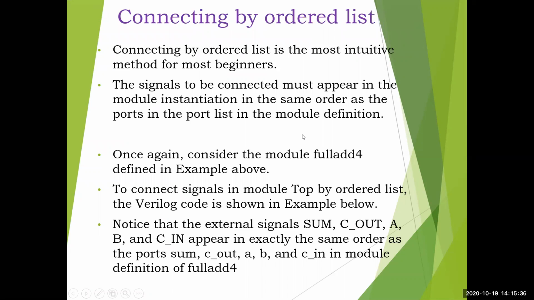Connecting by ordered list is the most intuitive method for most beginners. That means if you do not mention it, by default the method is ordered list. So far whatever we have done is this intuitive method only, that is ordered list. The signals to be connected must appear in the module instantiation in the same order as the ports in the port list in the module definition. We'll take the same example of a full adder and see how sum, Cout, A, B, C in are connected in the instantiation as well as in the design block.